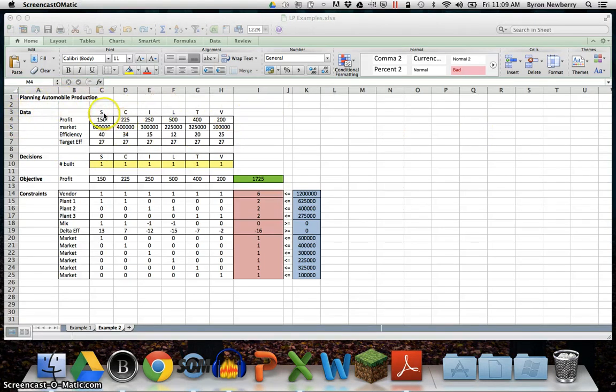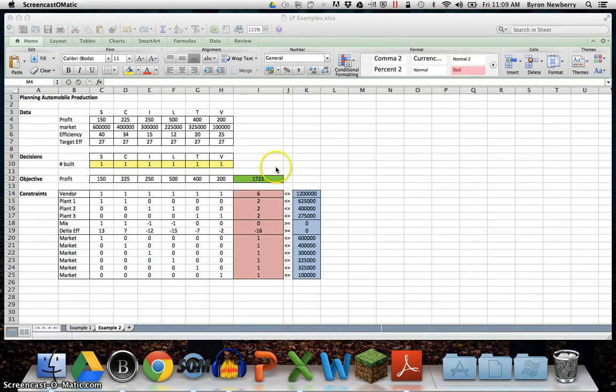So remember, we are making subcompacts, compacts, luxury, trucks, vans, okay, different types of vehicles. Here is how much profit we make off of each one, what the market requirement is for each one. The efficiency is the miles per gallon that that type of vehicle can get. The target efficiency is we want a fleet efficiency of, on average, 27 miles per gallon.